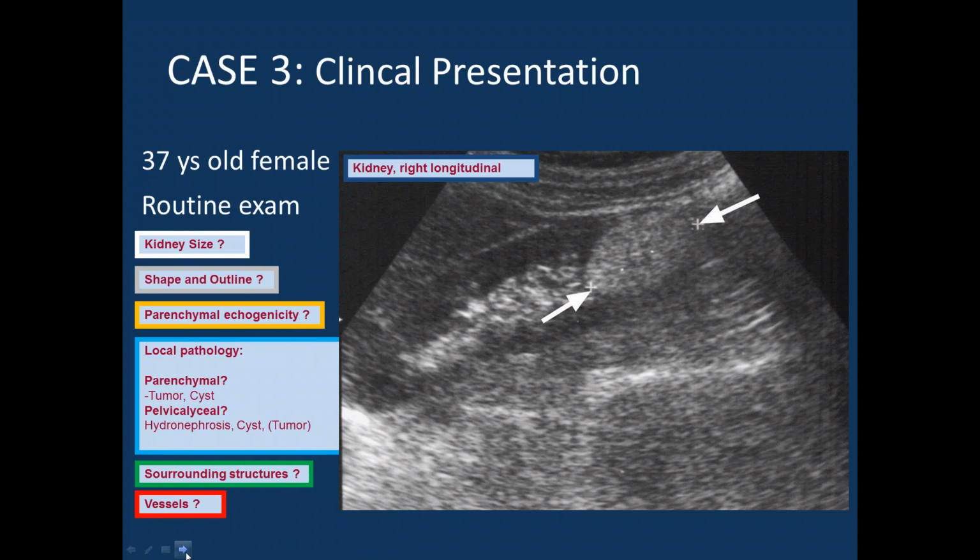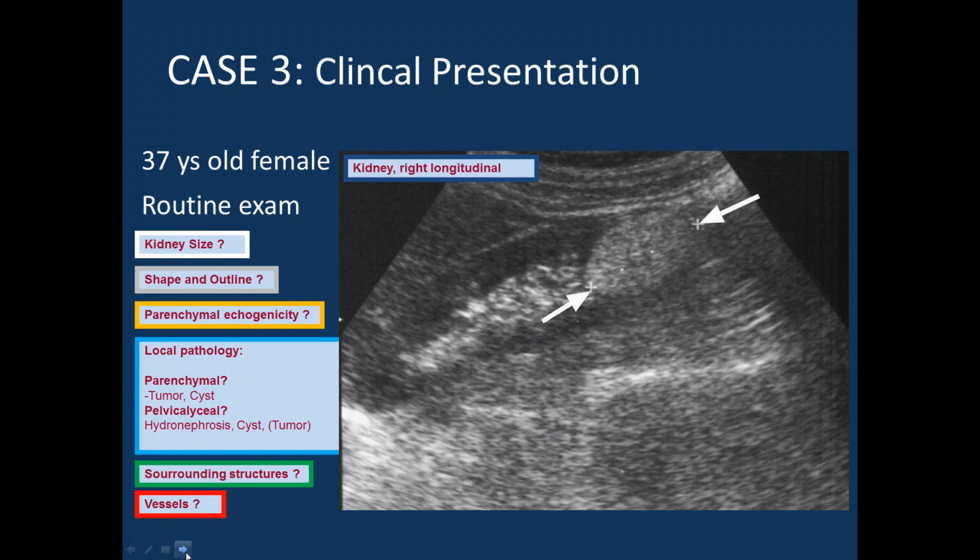There are healthy kidneys that can be pretty small, if it is a variant, because people can have smaller kidneys. This is sometimes a little bit difficult. Then the shape and outline, as for all organs, is very important. The outline should be smooth. The echogenicity we have already discussed here in a younger patient.